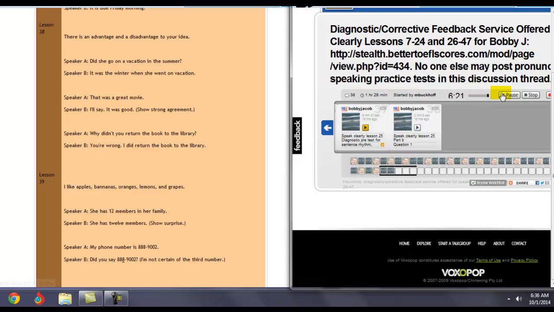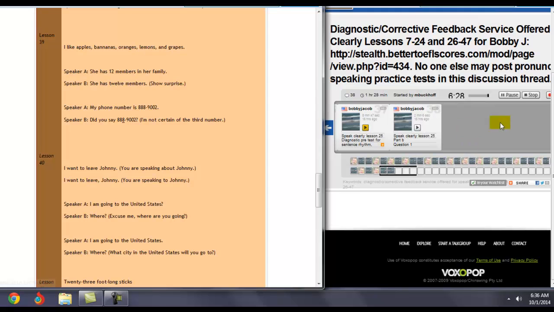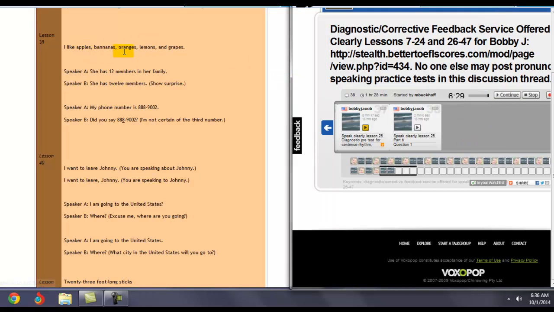Lesson number 39. I like apples, bananas, oranges, lemons, and grapes. Now we've got some problems here. When you say oranges, you have three syllables, not one. So, apples, bananas, oranges, lemons, and grapes. The other thing, which relates to intonation, is when you have A, B, C, D, E, five different items that you're listing, the tone should be rising on each item except the last. So you would read it like this: I like apples, bananas, oranges, lemons, and grapes. Once you get to grapes, that's when your tone drops.